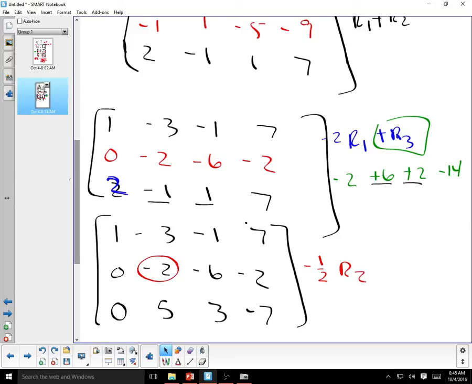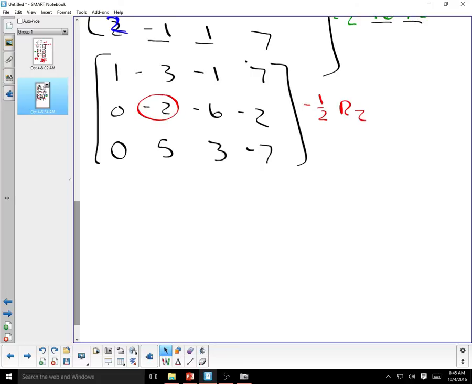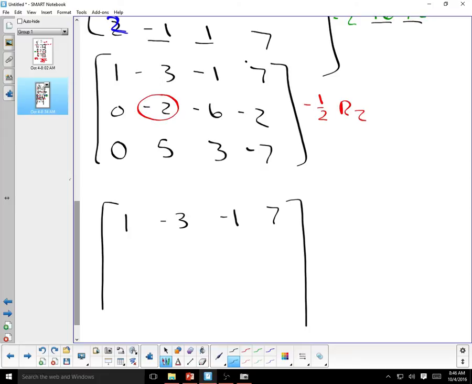Yeah. All right, cool. So let's go back to where we were. All we're doing in this case is taking row 2 and multiplying by negative 1/2. So the first row doesn't change. That's 1, negative 3, negative 1, 7. Now the middle row, 0 times 1/2 is still 0. That's going to give me a 1 there. And then 1/2 of 6 is 3. And then 1/2 of 2 ends up being a 1, doesn't it?